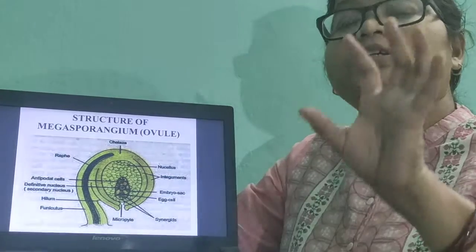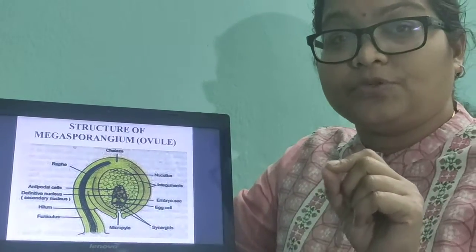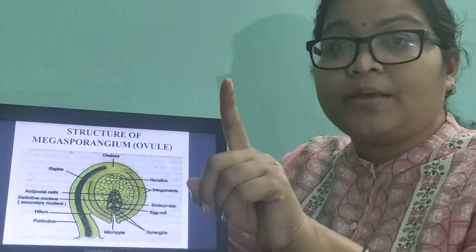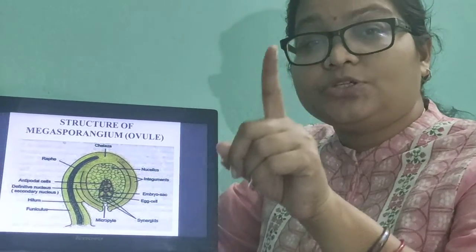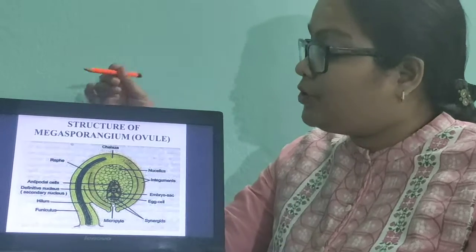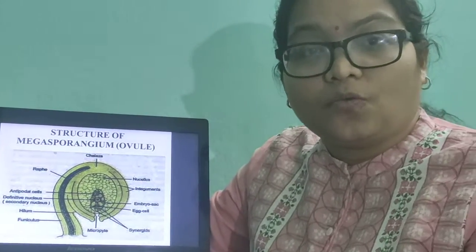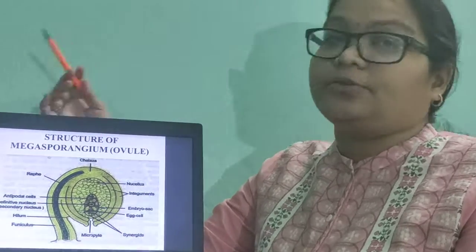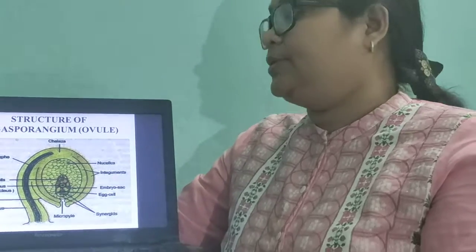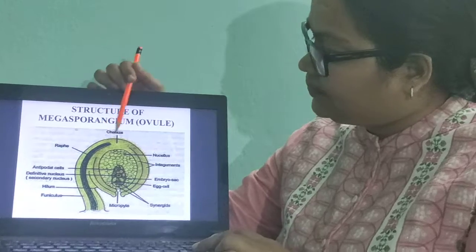The ovule is the structure which bears the female gametophyte, that is the embryo sac. So remember, the male gametophyte is the pollen grain produced by the anther. The female gametophyte is the embryo sac which remains inside the ovule, and ovules remain inside the ovary. And the embryo sac, or the female gametophyte, contains the female gamete. Let us discuss the structure. So here you see the structure, right?